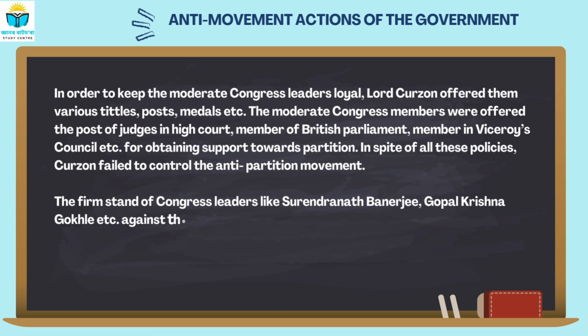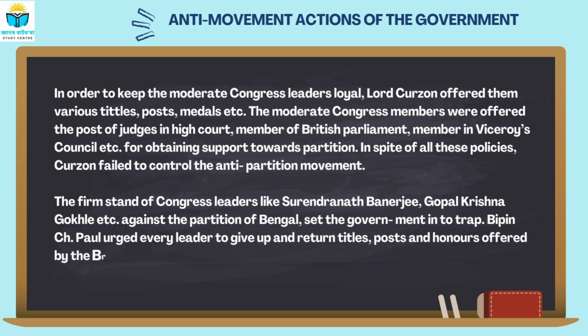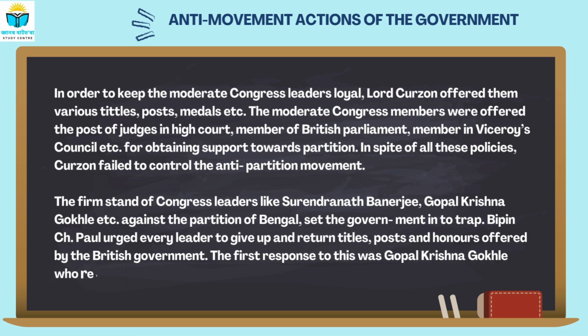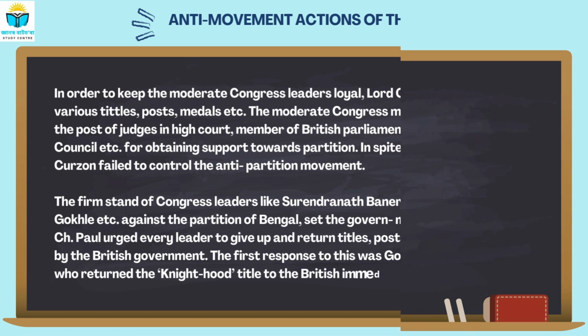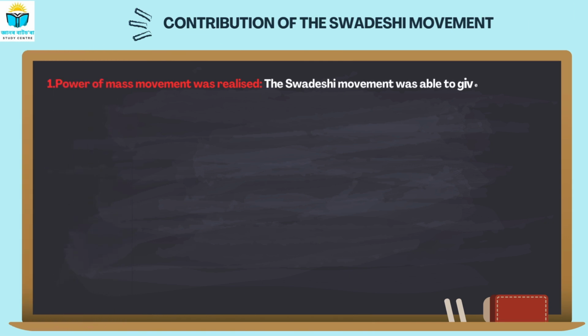The firm stand of leaders like Surendranath Banerjee and Gopal Krishna Gokhale put the government under pressure. Bipin Chandra Pal urged all leaders to reject and return the honours and titles given by the British. The first strong response came from Gopal Krishna Gokhale, who immediately returned the knighthood title conferred upon him by the British government.